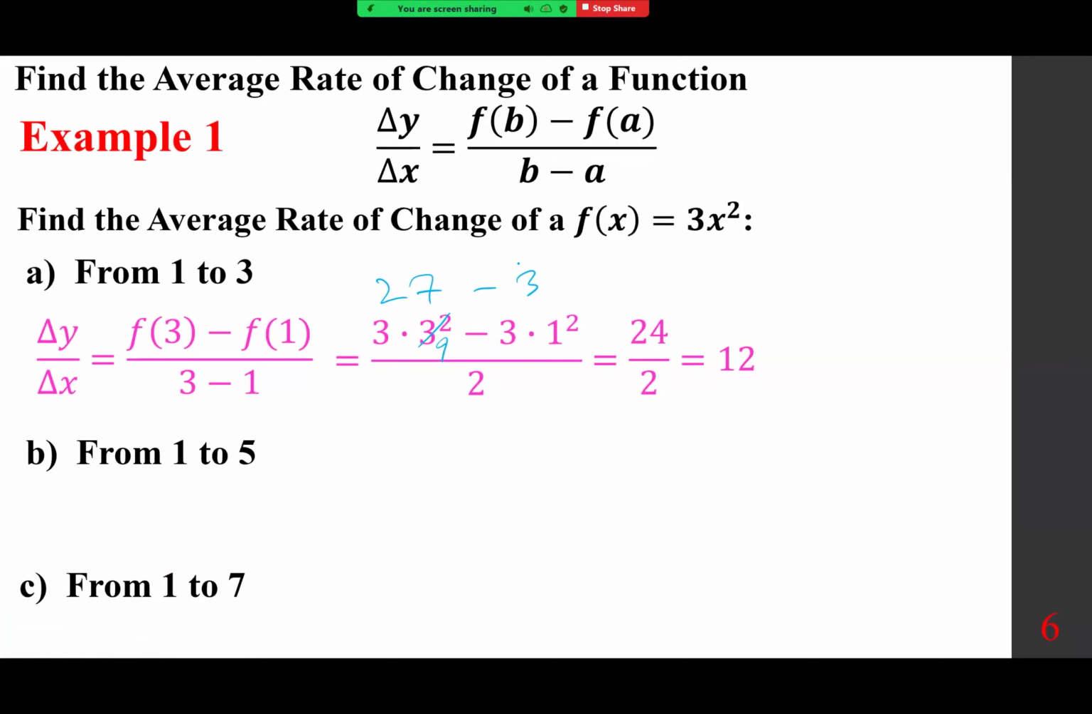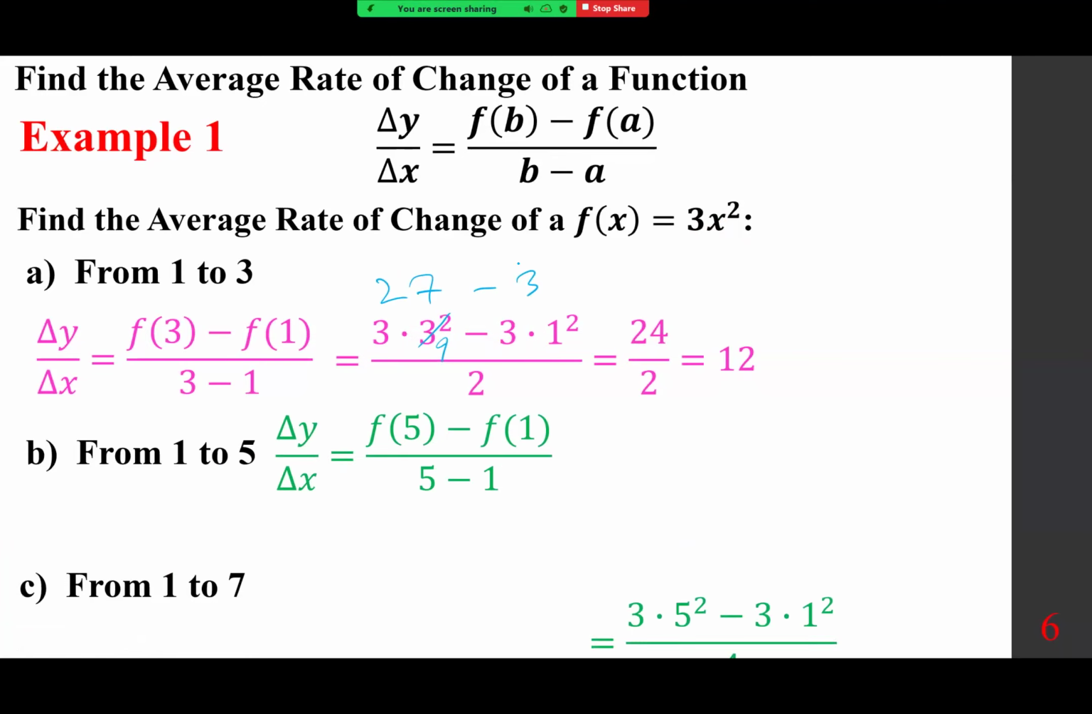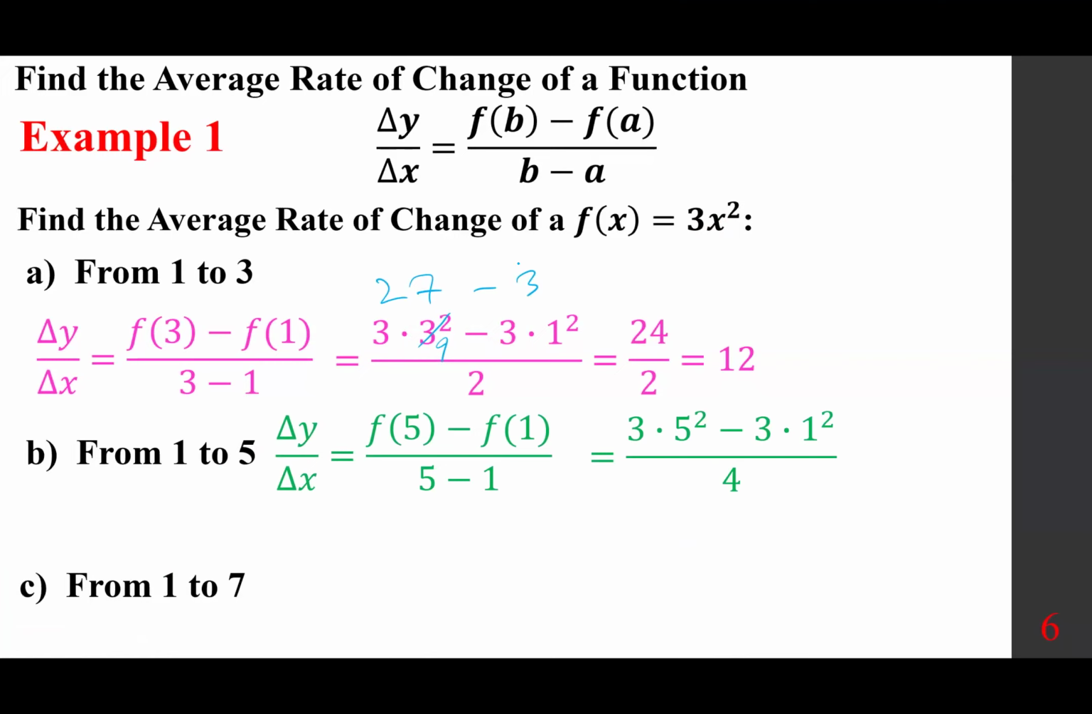From 1 to 5, well, we've calculated f of 1. Let's calculate f of 5. 3 times 5 squared is 75 minus 3 is 72, divided by 4, and that gives you 18.